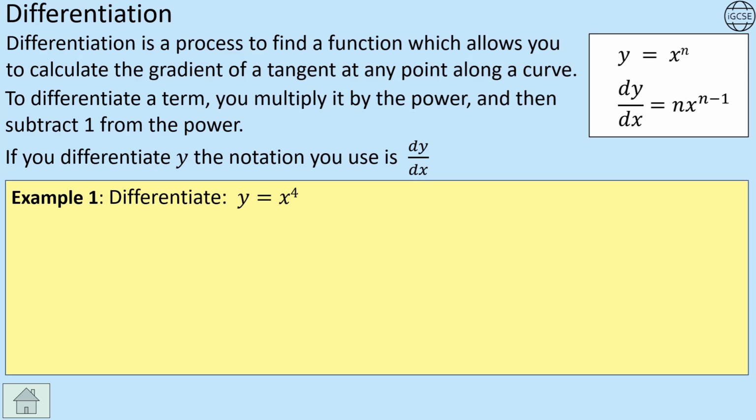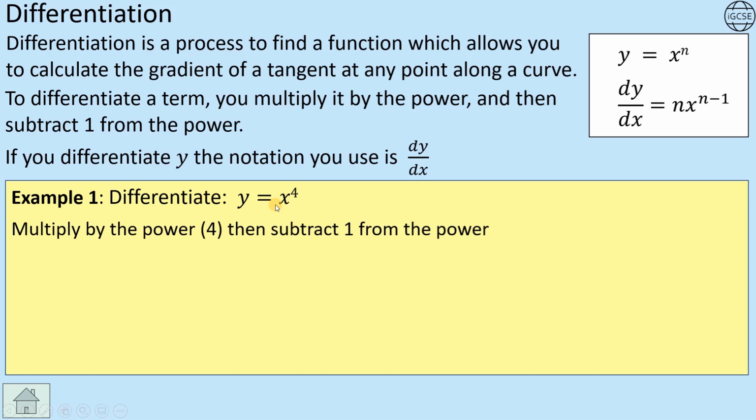If you're asked to differentiate y equals x to the power 4, we're going to bring the power to the front, multiply by 4, and then reduce the power by 1. So the dy by dx for this particular equation is 4x cubed. The 4 comes to the front and we've reduced the power by 1. That's the same for all these kinds of things, but when you differentiate, you do each term separately.